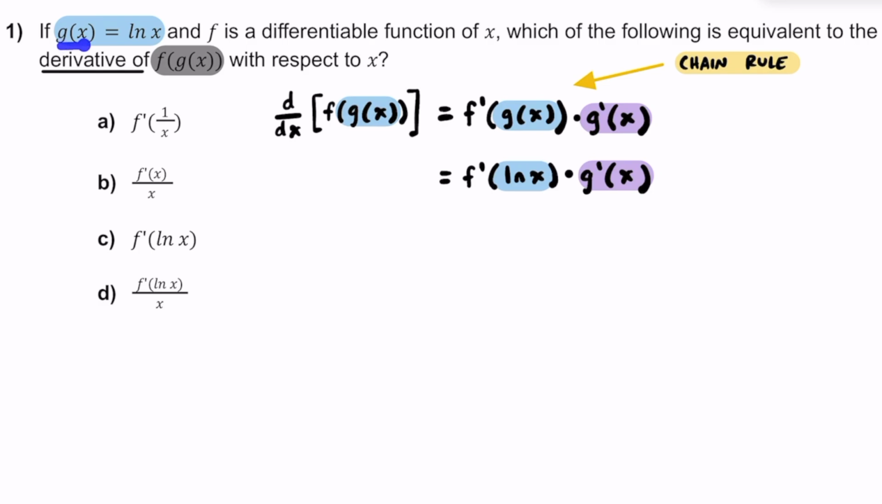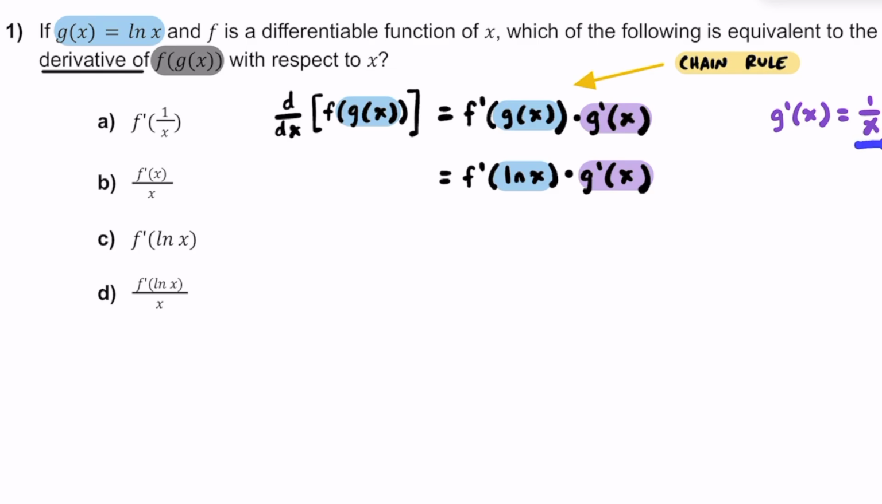All right, so if we know that g of x is equal to ln of x, on the side here, I'm going to say that g prime of x is going to be the derivative of ln of x. Keep in mind the derivative of ln of x is always just going to be 1 over what you're taking the natural log of. In this case, it's going to be x. So g prime of x is going to be 1 over x.